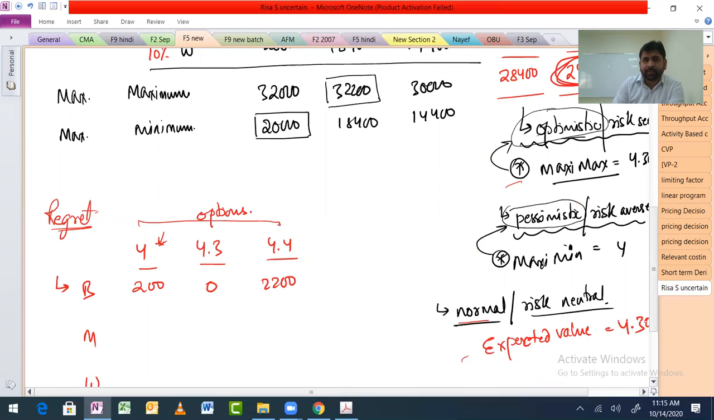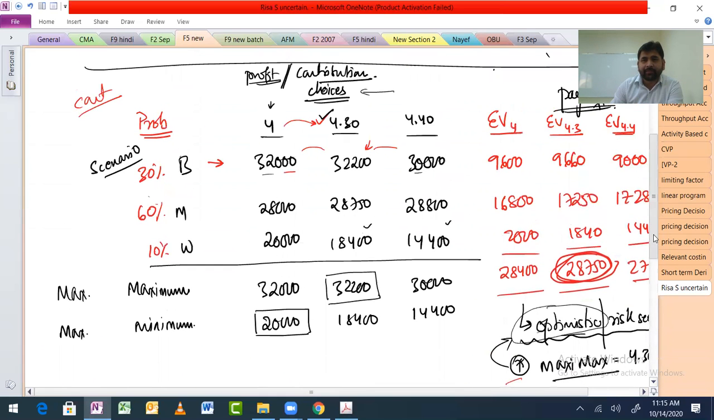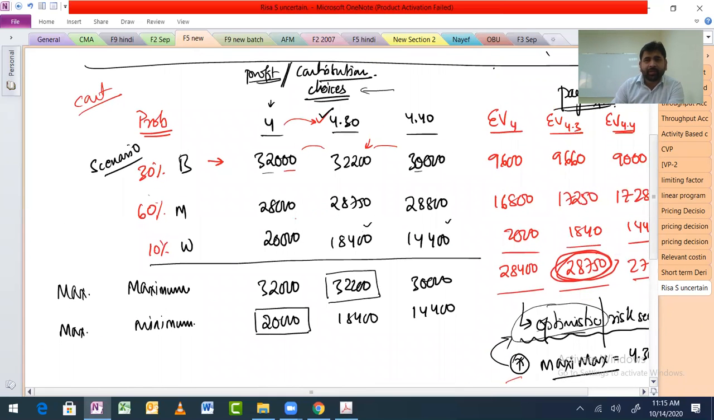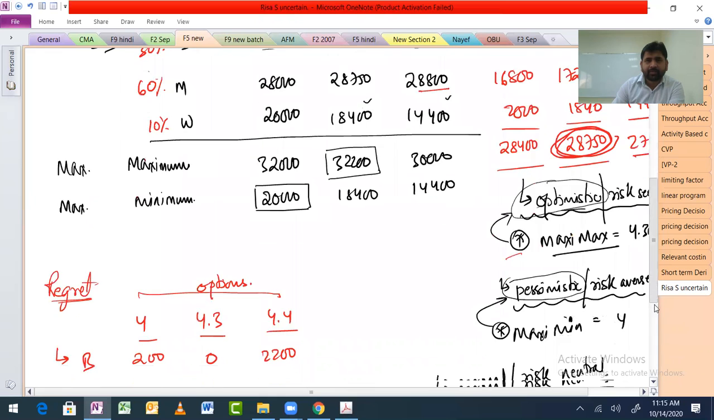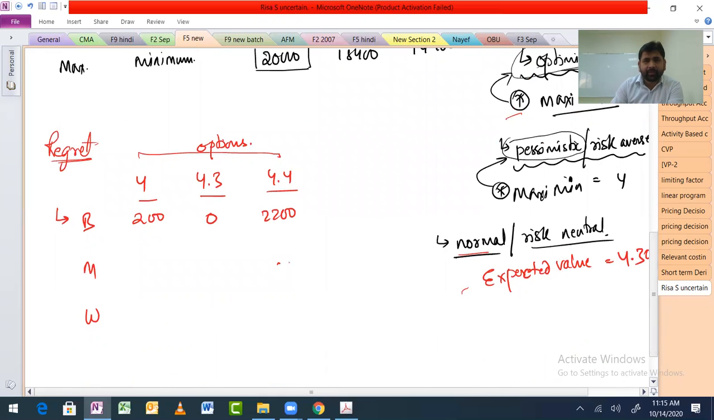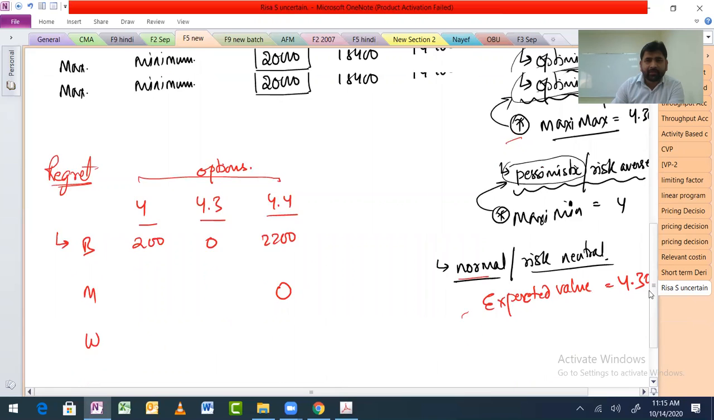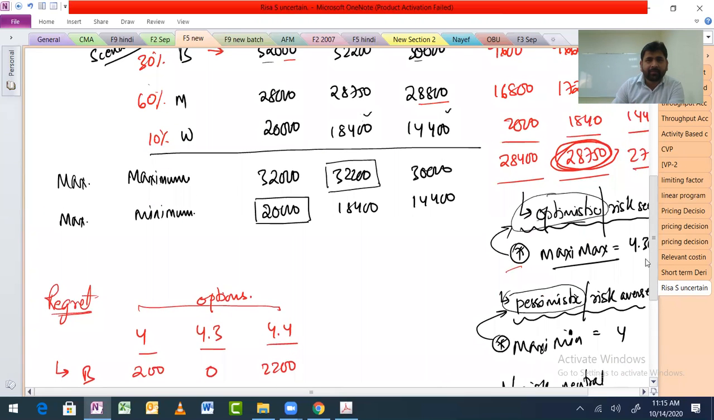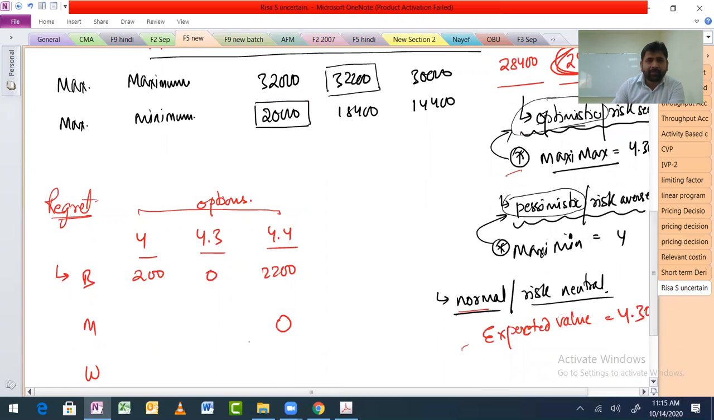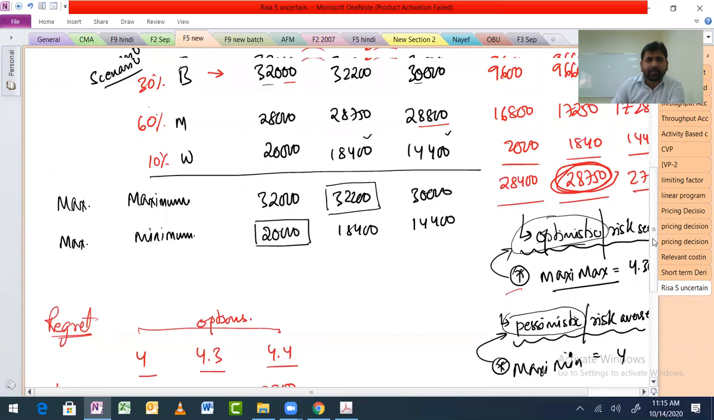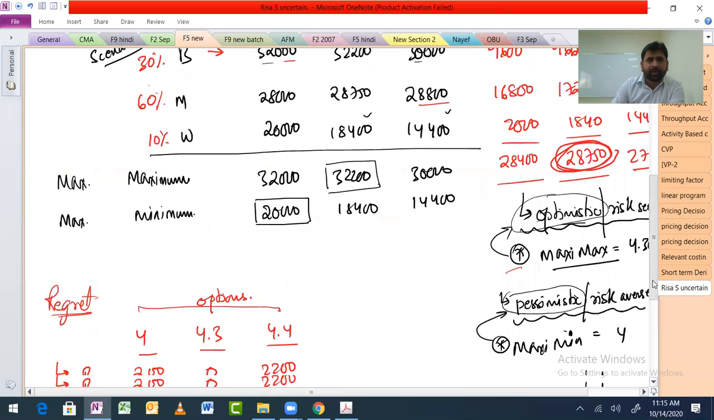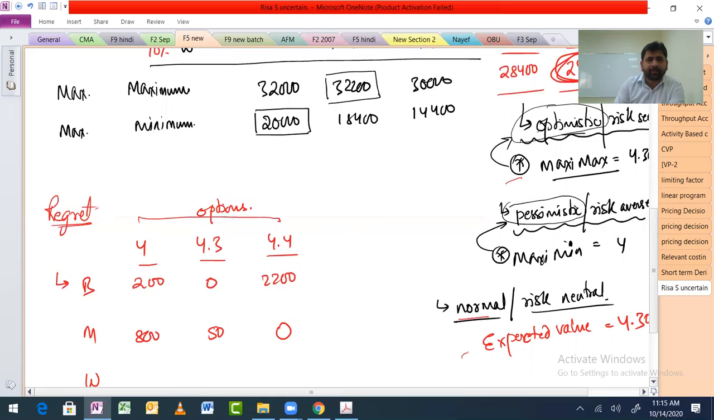Yes, sir. Okay. So similarly, if the market is most likely, then the best option is which one? The best option is this, right? Yeah, 4.8. 800. Correct. So 28,800. This is 0. And then this one will be how much? The second one, 750. So here you will have a regret of $50, right? And here you will have a regret of how much? 28. So 800. You will have a regret of 800.